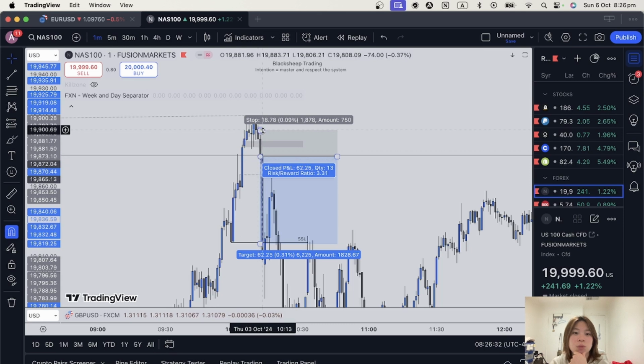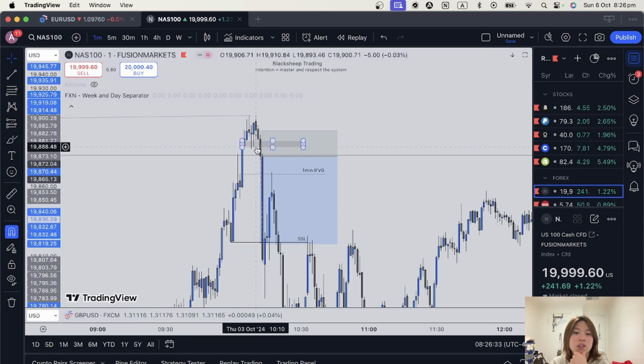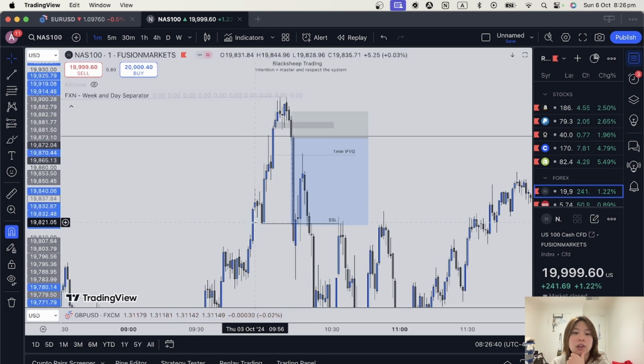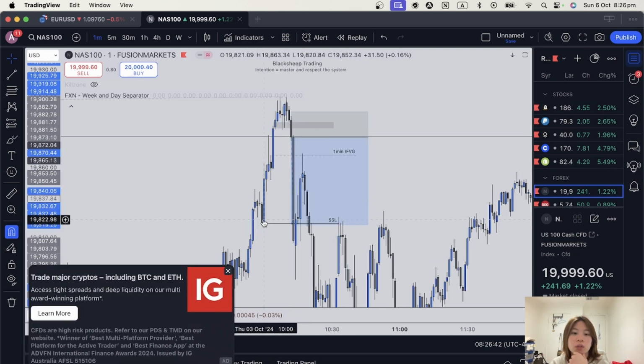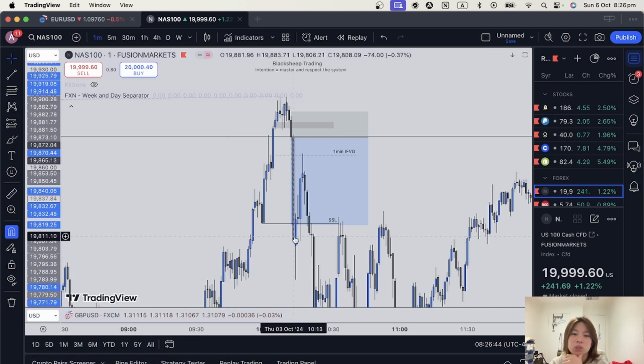So I entered there, stops above, just giving it a bit of breathing room in case it wants to go back to that fair value gap. And I actually had my targets right at the first low that I see, just because it was 10 and I had work like at 7 a.m. the next day, and I already had work that day as well. So I was already really tired and I didn't want to stay on the charts for too long. So that's why I entered a little bit earlier and had a tighter stop loss.